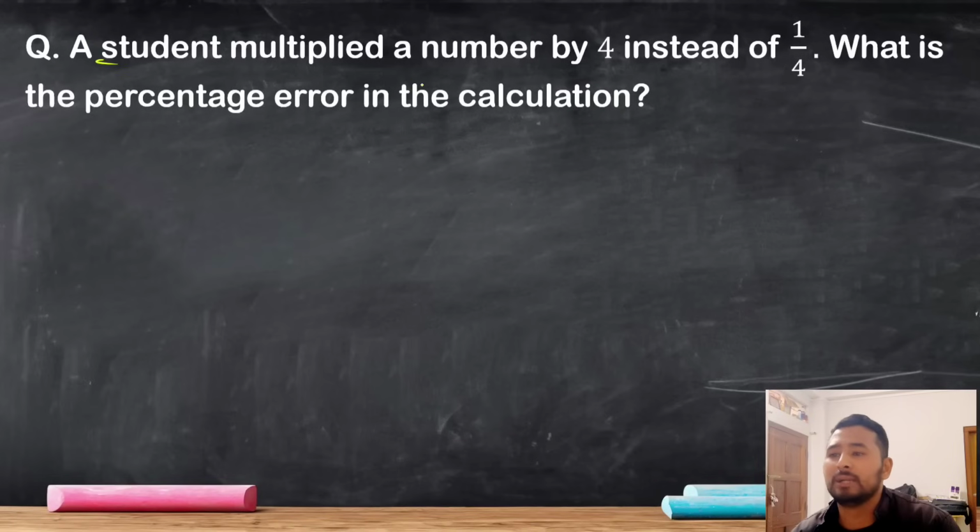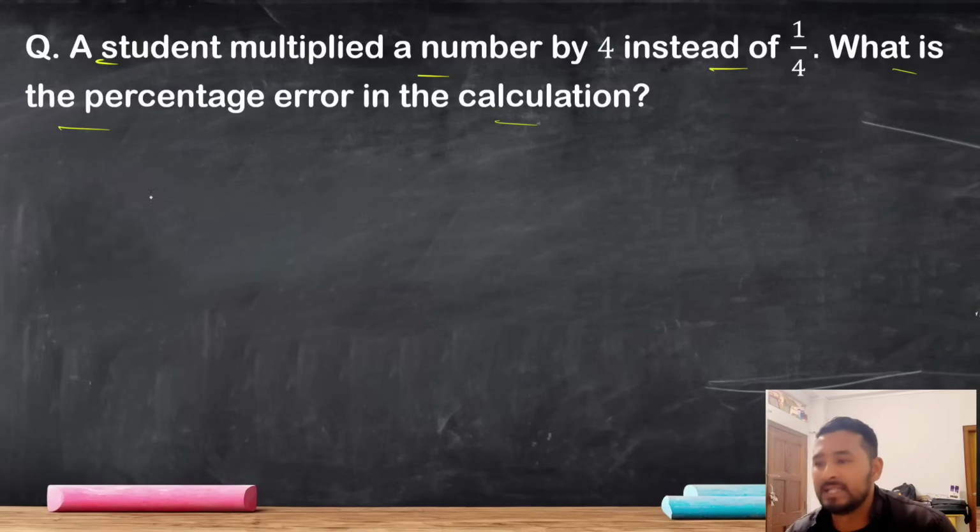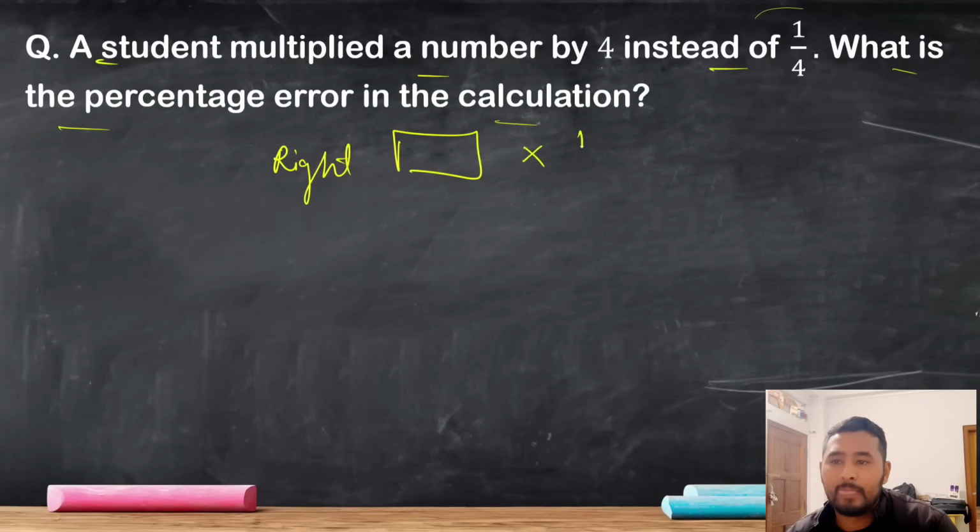A student multiplied a number by 4 instead of 1 by 4. Now this will be clear. What is the percentage error in the calculation? So let's see. First I said identify right and wrong. A number multiplied by 4 instead of 1 by 4. So our right is which one? Right is, it should be multiplied by this one, but it is multiplied by the wrong one. Okay, so wrong will be which one? Identify those two, multiplied by 4.